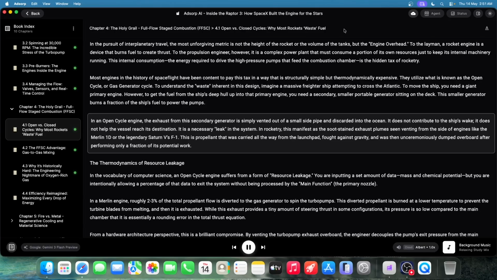It does not contribute to the ship's wake. It does not help the vessel reach its destination. It is a necessary leak in the system. In rocketry, this manifests as the soot-stained exhaust plumes seen venting from the side of engines like the Merlin 1D or the legendary Saturn V's F-1. This is propellant that was carried all the way from the launch pad, fought against gravity, and was then unceremoniously dumped overboard after performing only a fraction of its potential work.